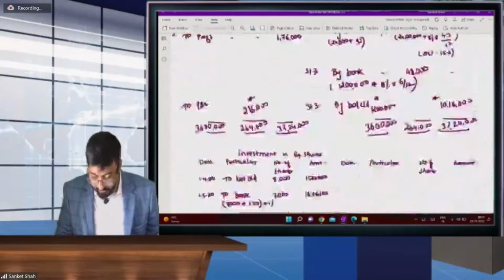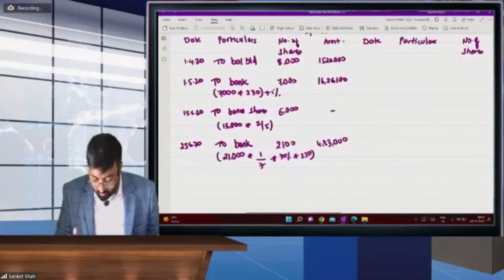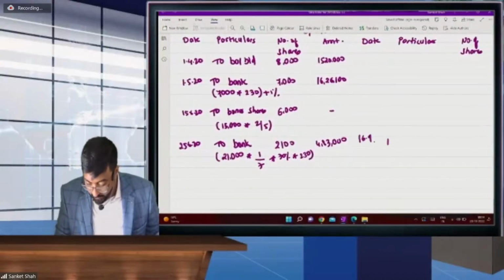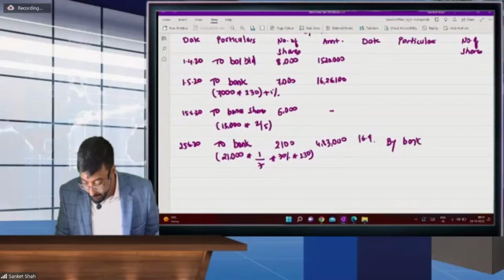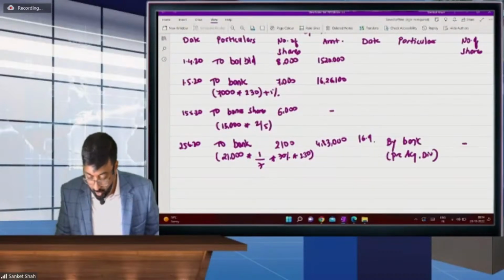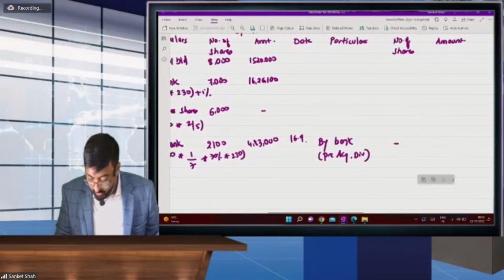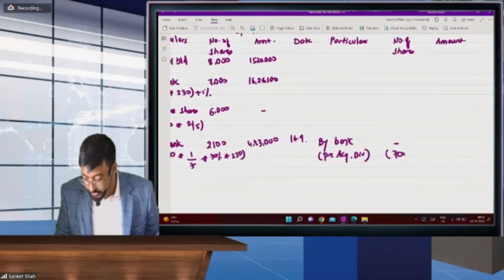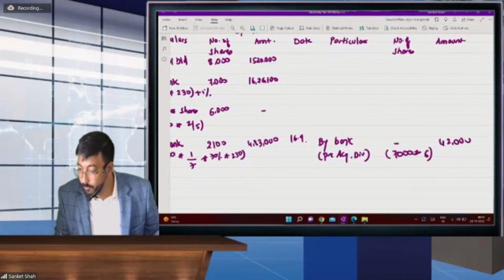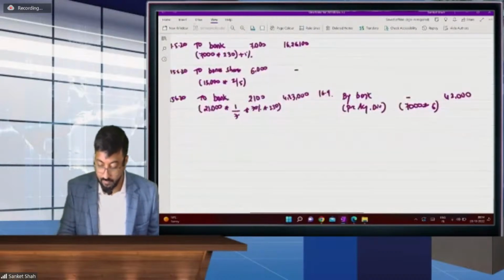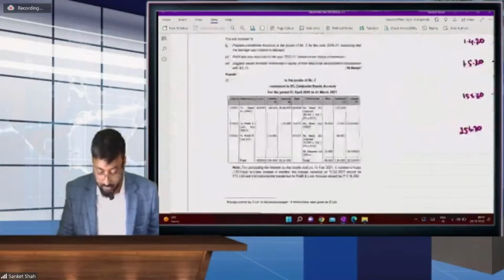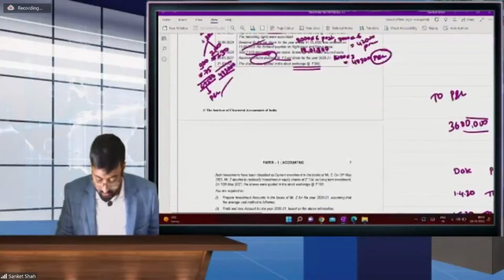16 September. Only pre-acquisition, right? By bank, pre-acquisition dividend, number of shares, 7,000 shares into 6 rupees, 42,000. Next one, next transaction.